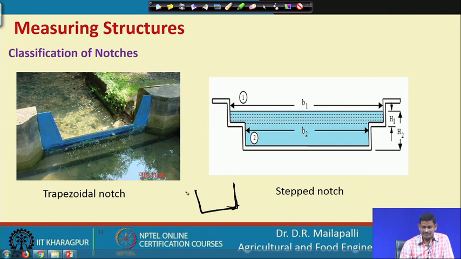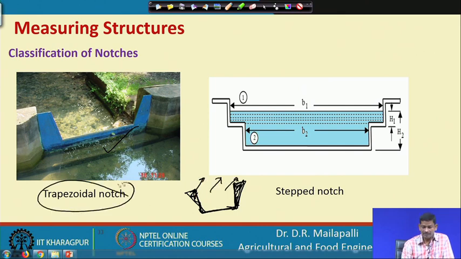Because here there is a contraction, an end contraction, the velocity of flow and the discharge may be interrupted. So, if you have the triangular slots at the end and make it a trapezoidal one, then the discharge will be higher. Okay, here the discharge will be higher, right.